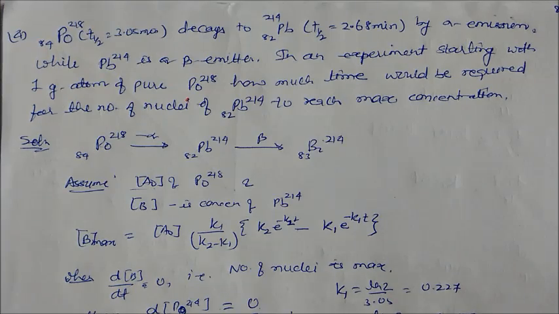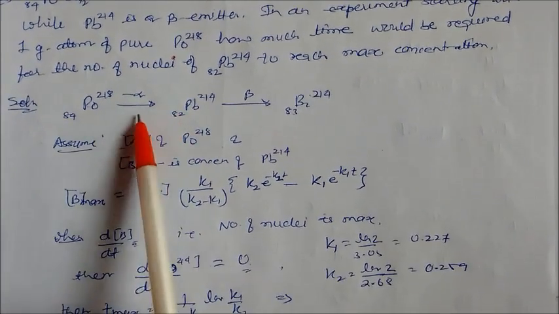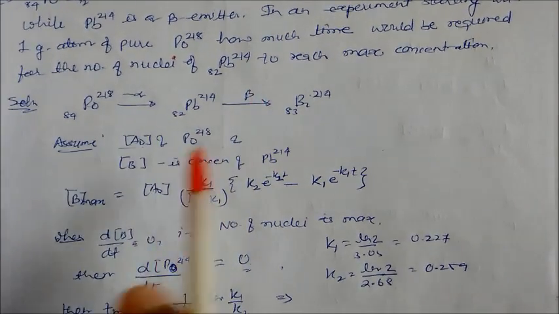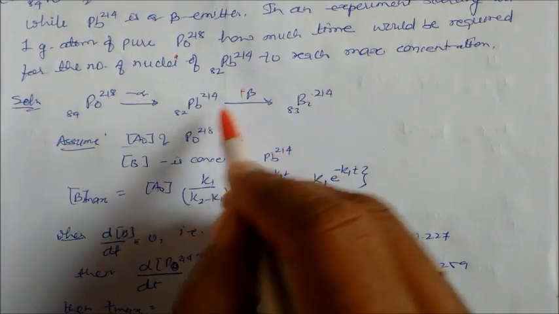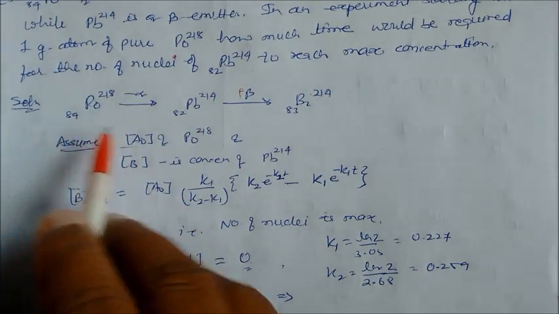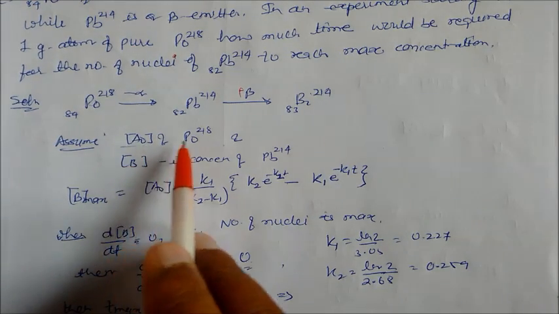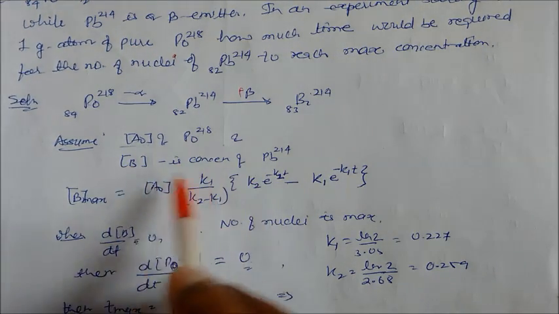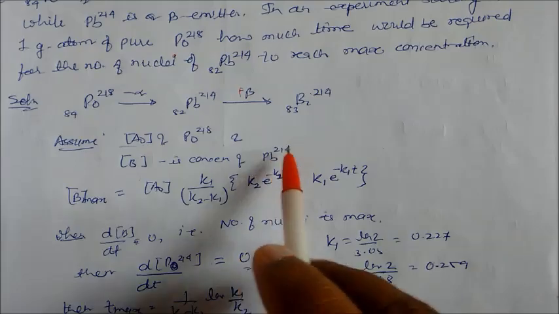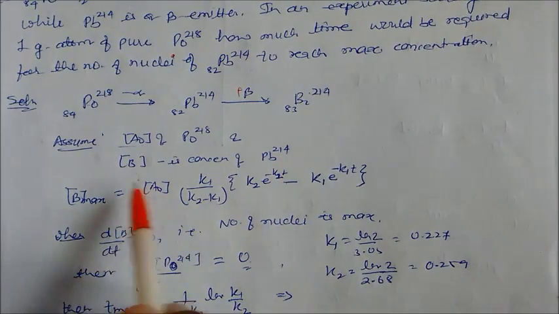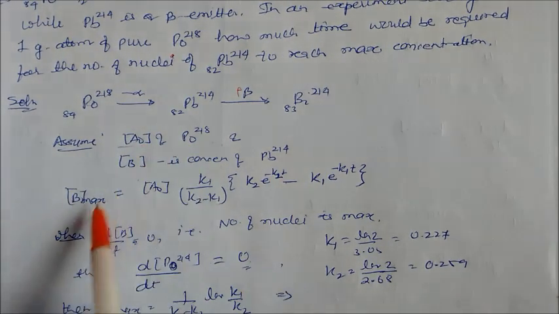So this is the reaction of polonium. It is going on by releasing alpha and beta particles respectively. With a beta particle, the atomic number increases, and with an alpha particle the atomic number decreases by 2. So in this case, we take the initial concentration of polonium, and B is the concentration of lead 214. So these are the two values you have to assume. So what is B max?